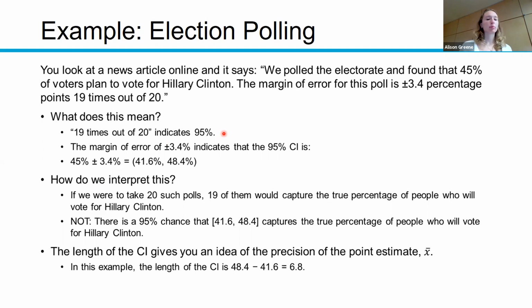The margin of error, plus or minus 3.5%, indicates that the 95% confidence interval is this. So 45% of voters on average, with some margin of error that's plus and minus 3.5%, gives us this confidence interval. So how do we interpret this statement? If we were to take 20 such polls, 19 of them would capture the true percentage of people who are going to vote for Hillary Clinton, but not that there's a 95% chance that this confidence interval captures the true percentage of people who are going to vote for her.